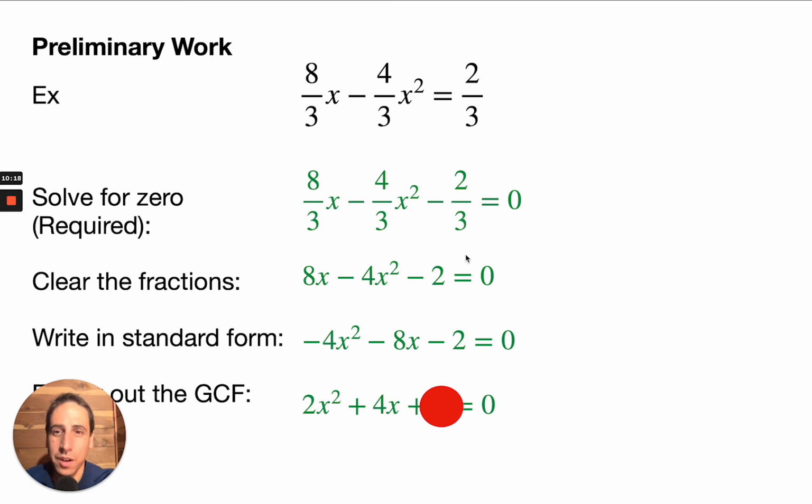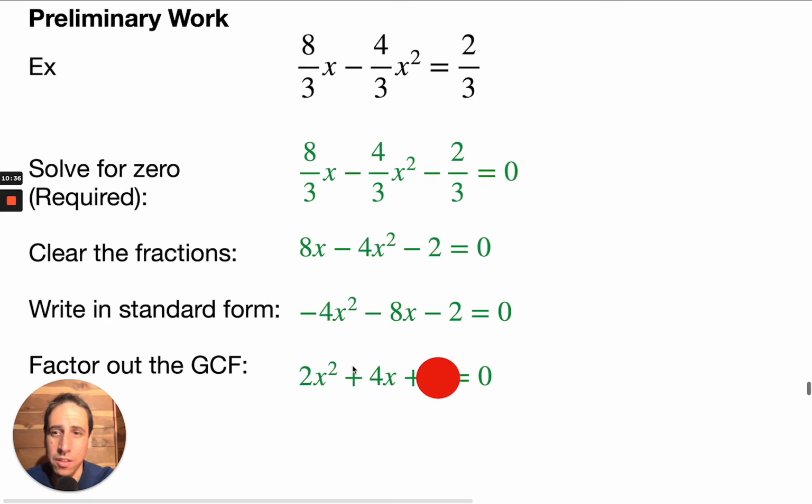But honestly, it's going to be way easier if you clear those fractions. Can you imagine putting 8/3 and 4/3, negative 4/3, and negative 2/3 into the quadratic formula? Oof, that's rough. Why don't you clear the fractions? Multiply all the terms on both sides by 3. It's not required, but great studentship. Here's another thing you can do. Here's some more preliminary work.